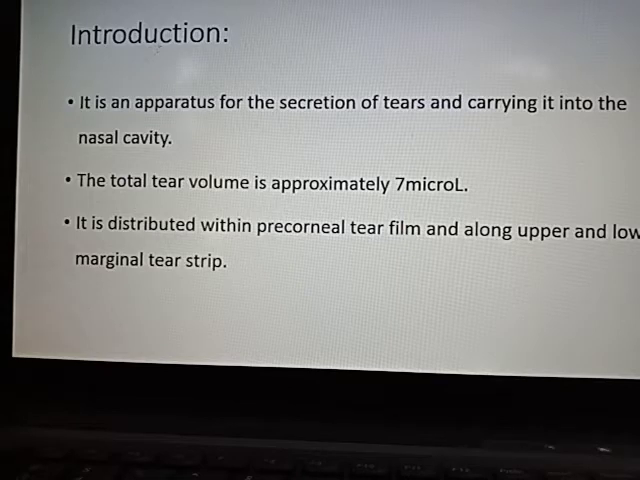The total tear volume is approximately 7 microliters and it is distributed within the precorneal tear film and along the upper and the lower marginal tear strip. The precorneal tear film moistens the cornea and provides some nutrition and some gaseous material to the cornea. Along with this, the upper and lower marginal tear strips are located in the superior and the inferior conjunctival fornices.